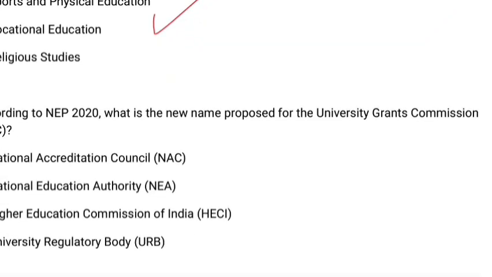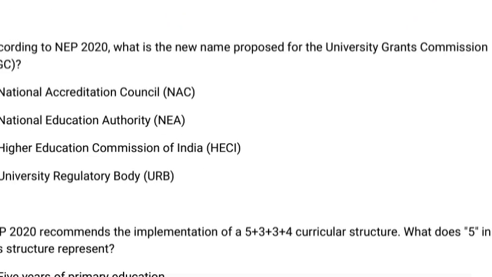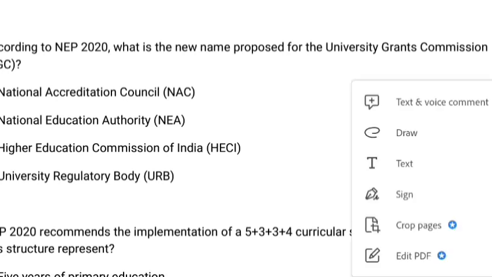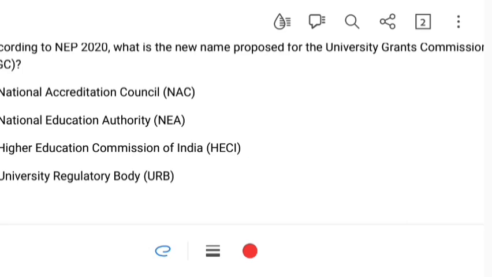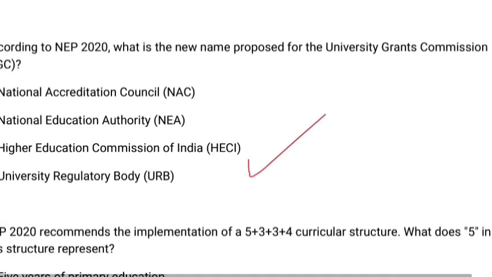Then according to NEP, what is the new name proposed for the University Grants Commission, UGC? National Accreditation Council NEC, National Education Authority NEA, Higher Education Commission of India HECI, University Regulatory Body URB? So the correct answer of this question will be number C, that is Higher Education Commission of India, HECI. You must remember it.